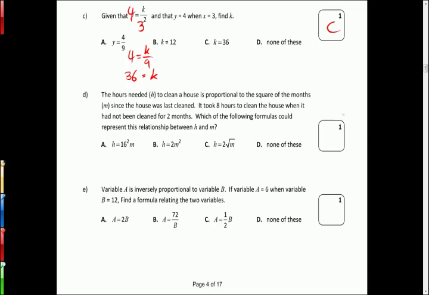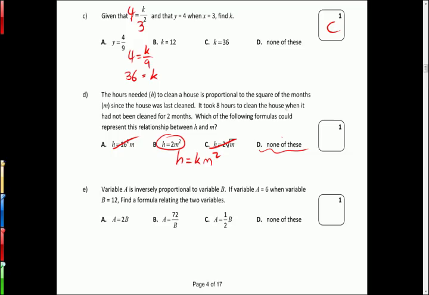The hours needed, h, to clean a house, so h is proportional to, which means equals something times, the square of the months, m. Okay, I have left enough room because it doesn't go on forever. All we've got to do is, well, it's definitely not c. It says m squared. It's definitely not that. That's the only one it could be at the moment, or else it's none of the above. Let's just confirm that the k is 2.